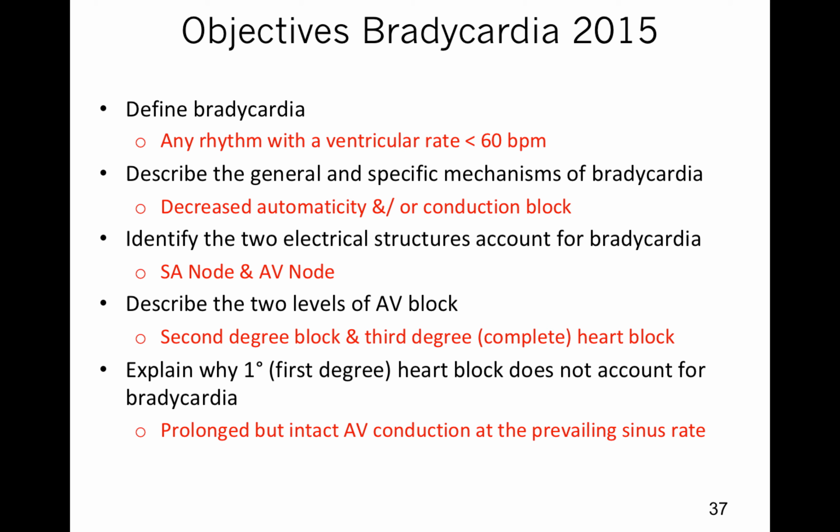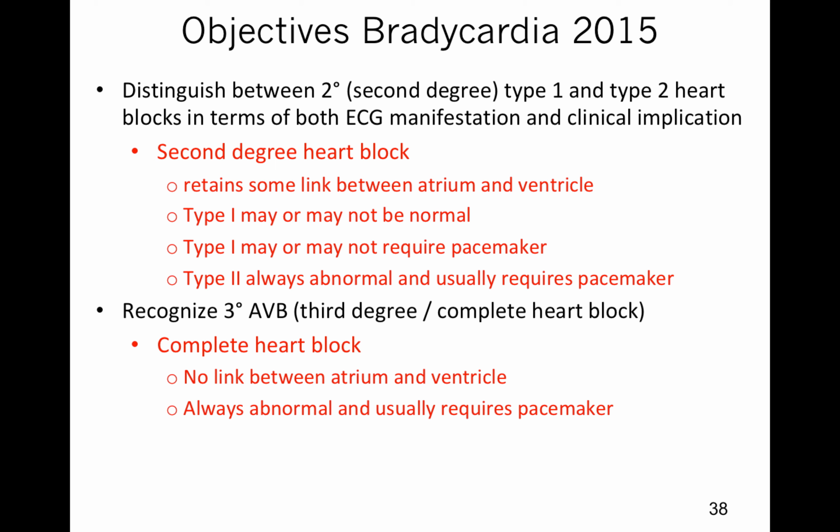So here are the objectives for bradycardia. Define bradycardia: it's any rhythm with a ventricular rate of less than 60. Describe general and specific mechanisms. We discussed both decreased automaticity and conduction blocks. Identify the two structures that account for bradycardia: the sinus node and the AV node. Describe the two levels of AV blocks: second degree and third degree heart blocks. Explain why first degree heart block does not account for bradycardia: it refers to a prolongation of the PR interval, but every P wave still conducts.